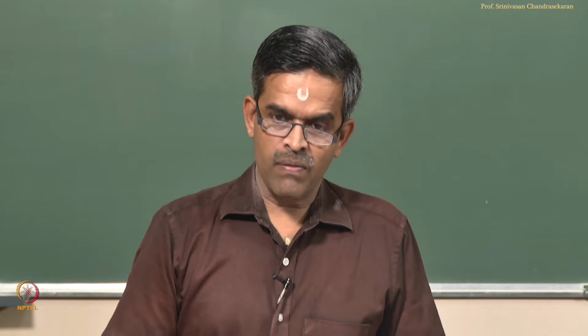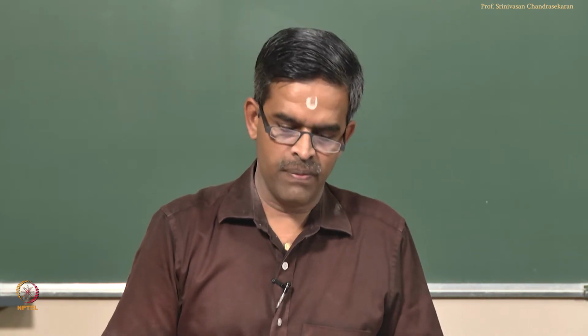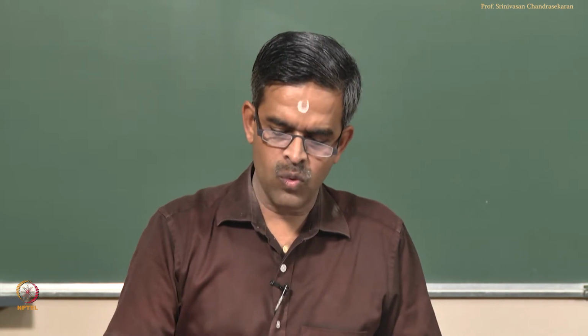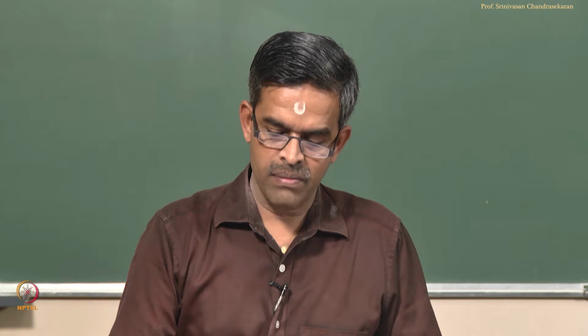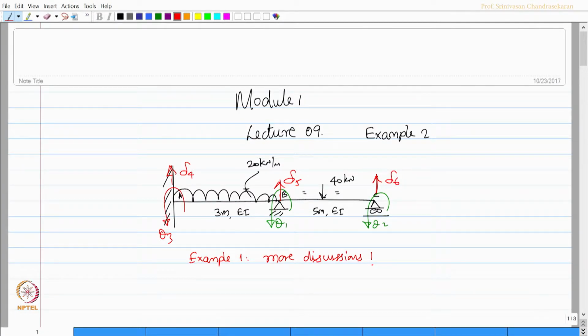The last problem we had is example 1, a 2 span continuous beam, as you see on the screen. Theta 1, theta 2 are unrestrained degrees of freedom marked in green color. Theta 3, delta 4, 5 and 6 are restrained degrees of freedom marked in red color.